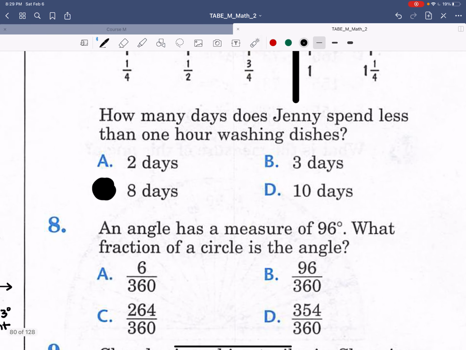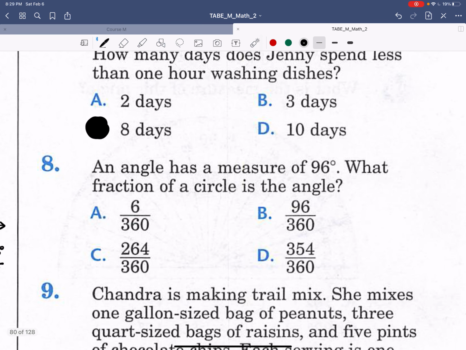Okay, number 8. An angle has a measure of 96 degrees. What fraction of a circle is that angle? Well, 96 over 360. I like B on this one. Number 8 is B.